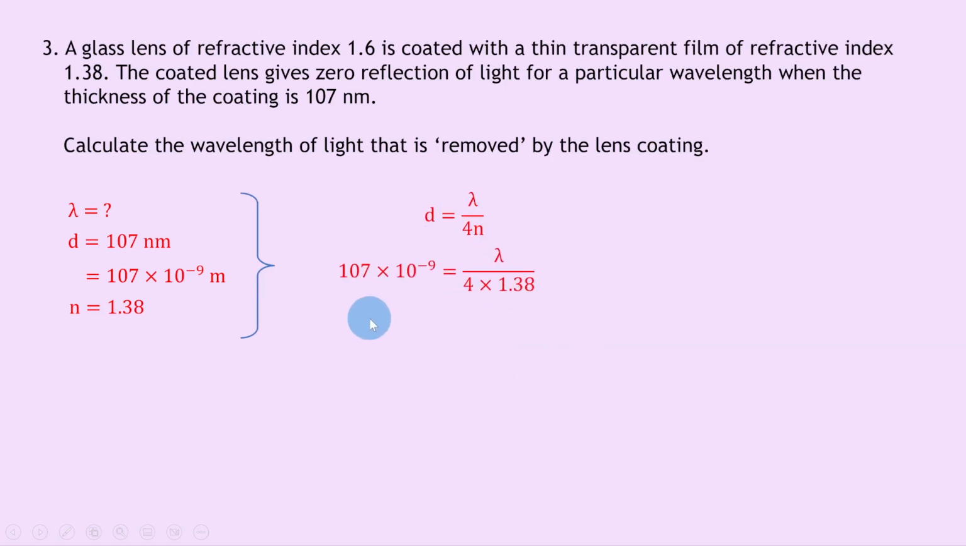Substituting in the numbers gives 107 times 10 to the minus 9 equals lambda over 4 times 1.38, and then cross multiplying to get lambda on its own, we can do the 107 times 10 to the minus 9 times 4 times 1.38 in your calculator, and if you do that, you should get a value for lambda of 5.9 times 10 to the minus 7 meters. In other words, 590 times 10 to the minus 9 meters, or 590 nanometers.